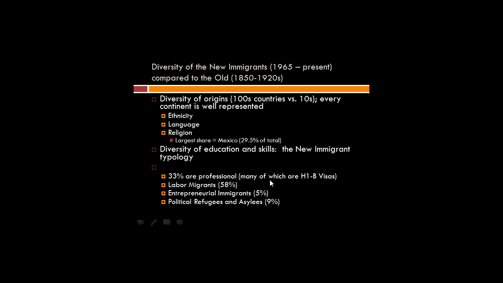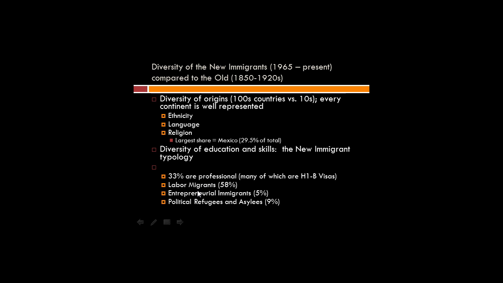Many of those people actually arrive with a special visa, which is basically a government document which allows you to become an American citizen relatively easily. It's called an H-1B visa. The majority are working class, and what we might call them are labor migrants.